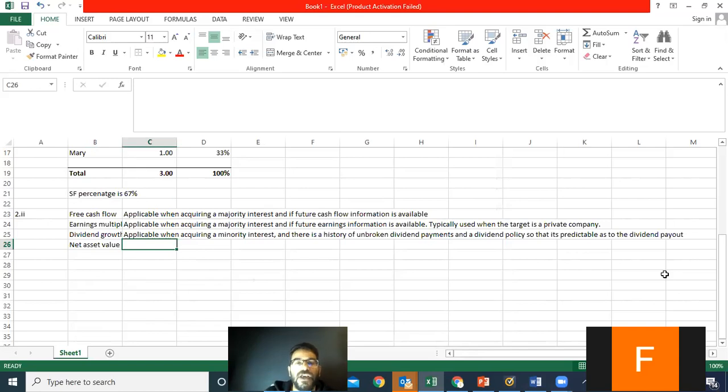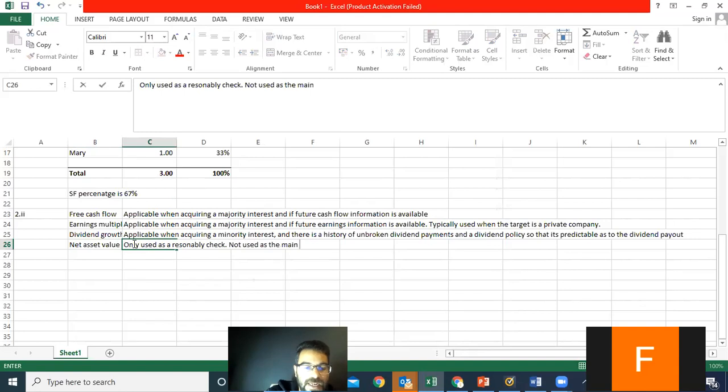Okay, so if you have earnings, you know dividends will be half of earnings, stuff like that. Just remember you need that, because otherwise the dividends is useless. Okay, net asset value. I'm not going to actually put down the net asset value. We can just say it's only used as a reasonability check, not used as the main valuation method. Just take note of that.